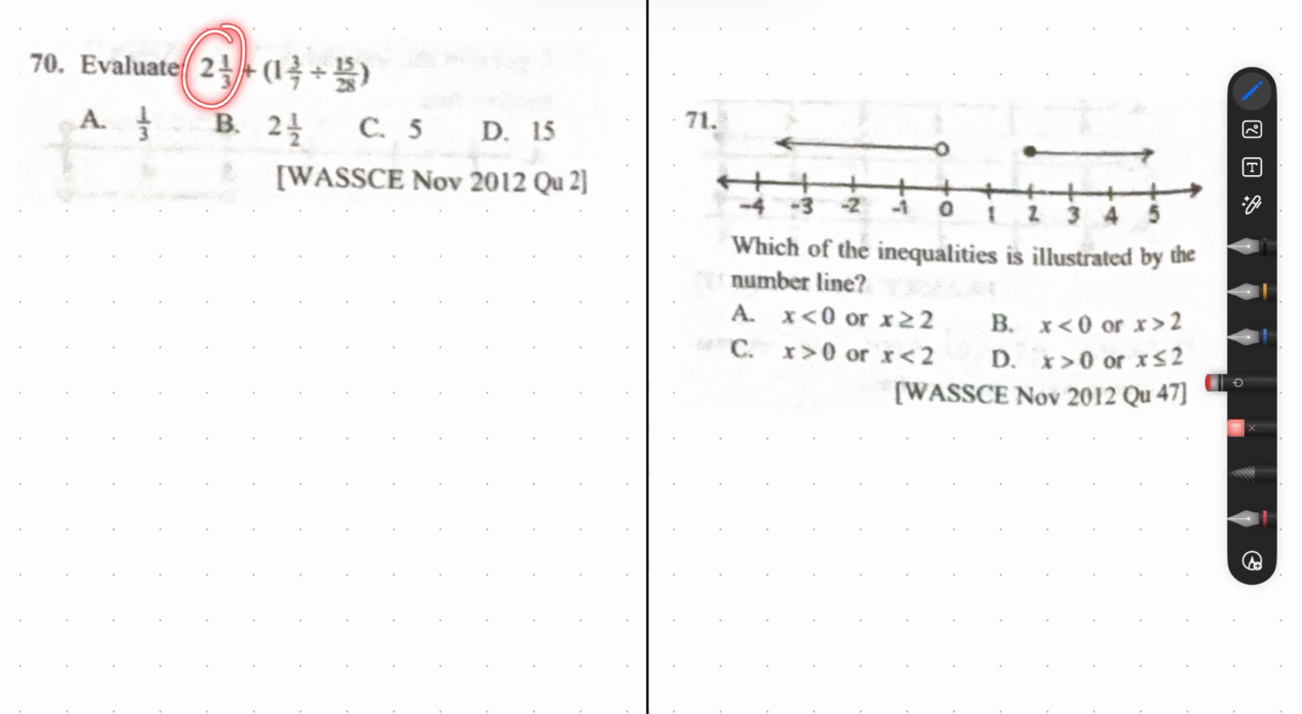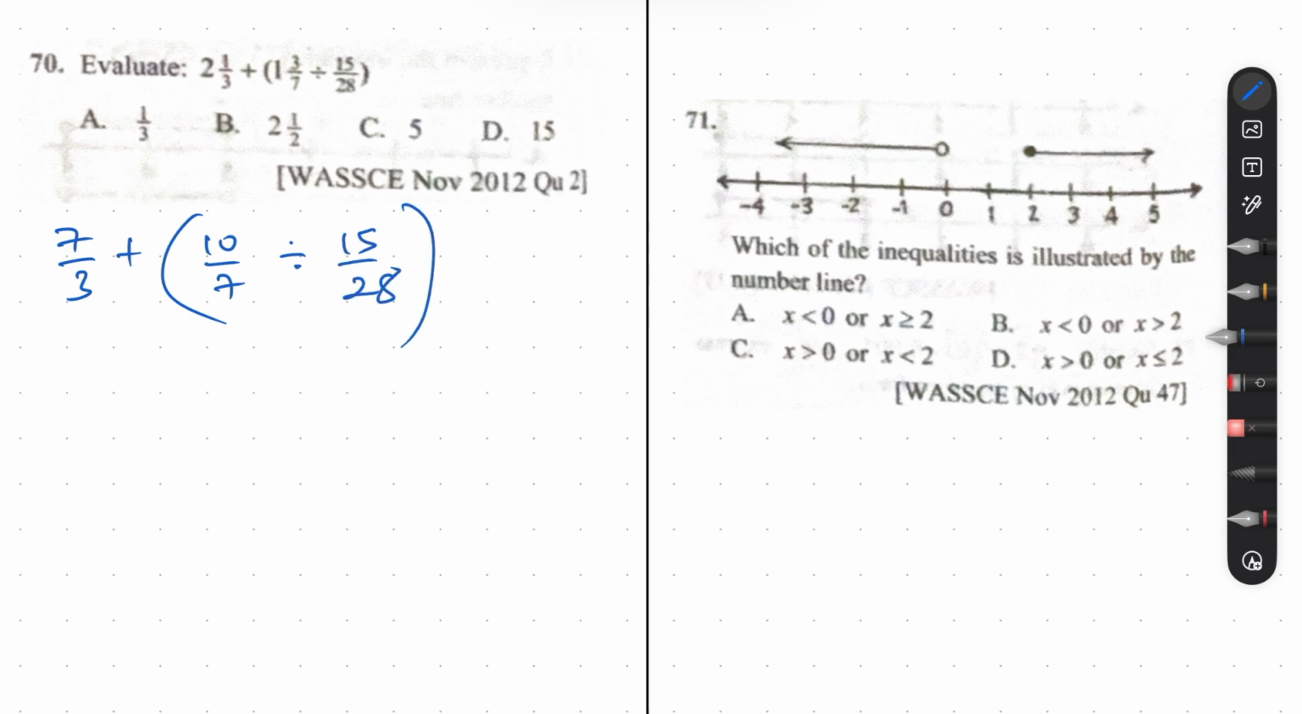We change this into an improper fraction. So that will be 3 times 2, 6, then plus this one is 7, then over 3. 7 over 3. So we have 7 over 3 plus, in brackets, we change this also. So that will be 10 over 7 divided by 15 over 28. Now BODMAS: brackets. We need to solve the brackets first. Then here we can change division to multiplication and then we flip this.